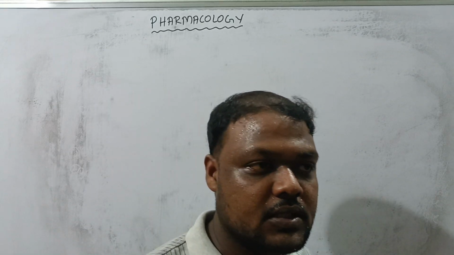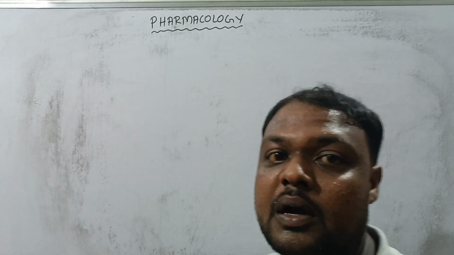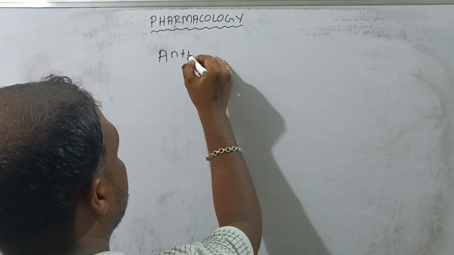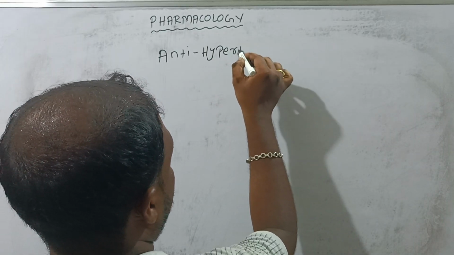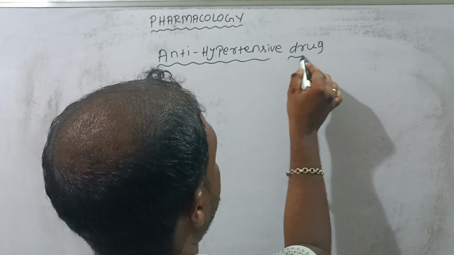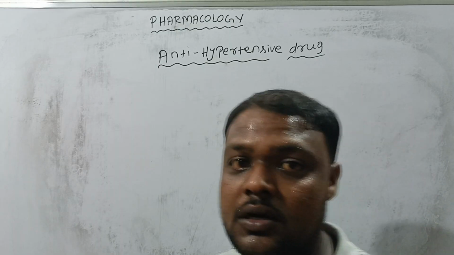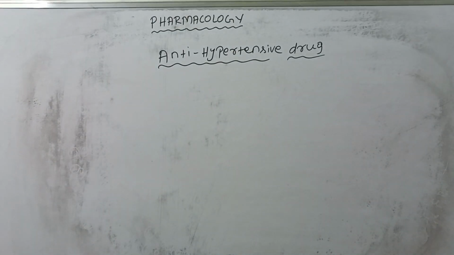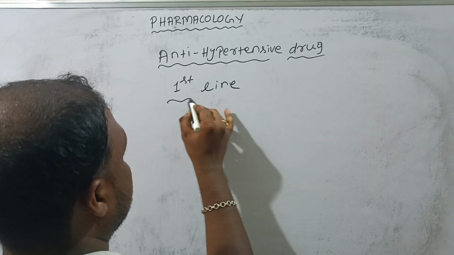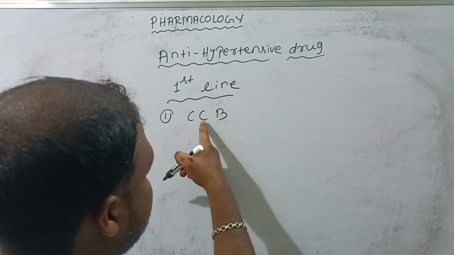Today we discuss the anti-hypertensive drugs that come under pharmacology. Anti-hypertensive drugs are used to treat hypertension. First, the first line anti-hypertensive drug is the CCB, meaning the calcium channel blocker.